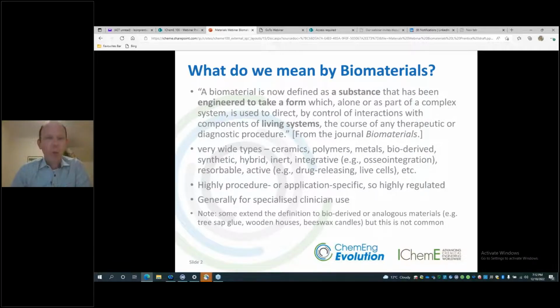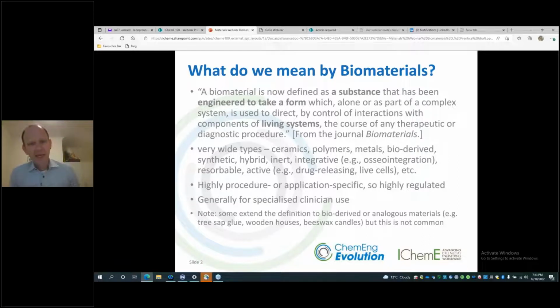And this covers a wide range of materials. We could cover everything from ceramics to polymers. Think, hip implants are often both. Metals, anything. If you've had a stent or a hip implant or screws put in you, bio-derived and synthetic materials. It can include hybrid materials that are one type and another. They can be inert, they can be integrative, they can be resorbable. For example, magnesium alloys that then disappear into the body. They can be active and even include live cells.